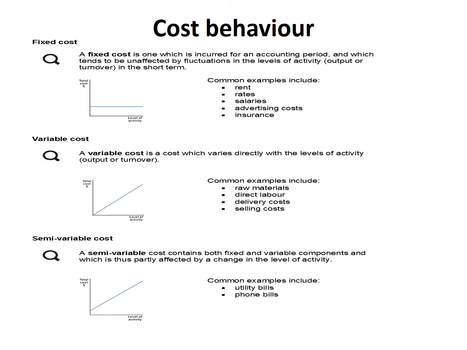The third one, semi-variable cost. Semi-variable cost has the functions of both variable and fixed characteristics. Semi-variable costs start with a fixed component, and when the level of activity, number of units produced, increases, the cost increases. Example, your phone bills and utility bills. You have a fixed monthly rental, and when the usage is increasing, the cost will also increase. Example, utility bills and phone bills, where you have a fixed component, the monthly rental, and the usage charge.